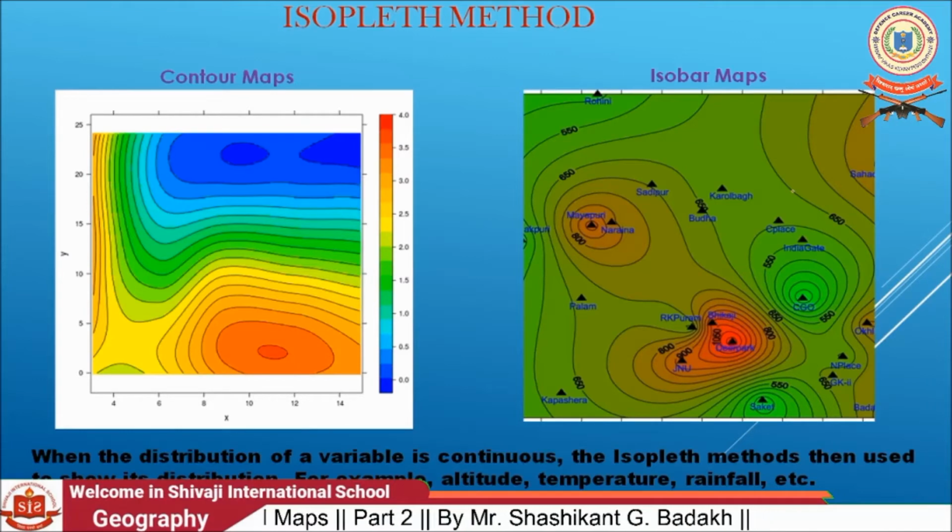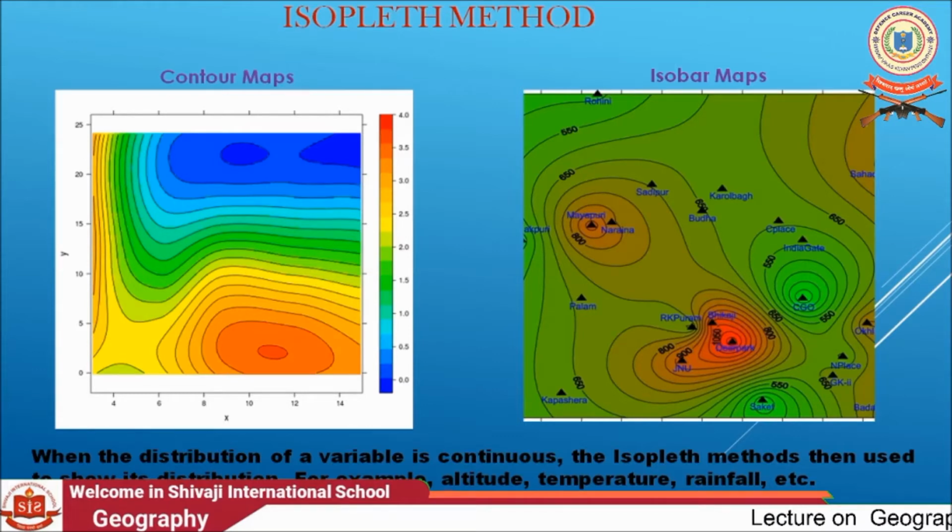When the distribution of a variable is continuous, the isopleth method is used to show its distribution, for example altitude, temperature and rainfall. So here students, we can use this method to show altitude, temperature as well as rainfall. It is more suitable to show such types of variables, means altitude, temperature or rainfall of any region.